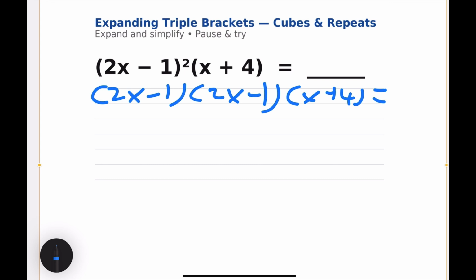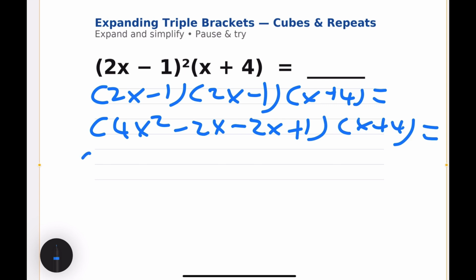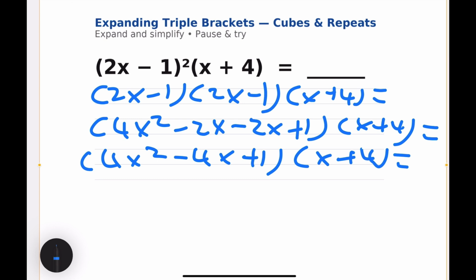So now let's multiply the first two brackets together. So we'll get 4x squared minus 2x plus 1. So now we can simplify that. So we'd get 4x squared minus 4x plus 1. Okay, so now we'll multiply the bracket we just got by the bracket on the right. So if we multiply x by everything on the left, we get 4x cubed minus 4x squared plus x.